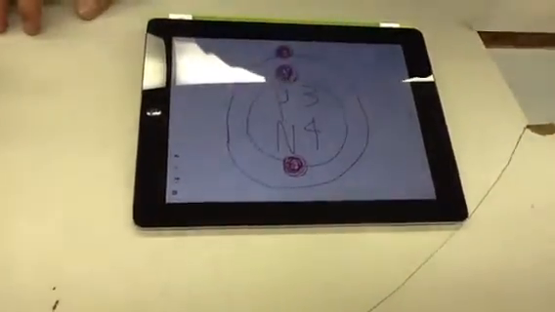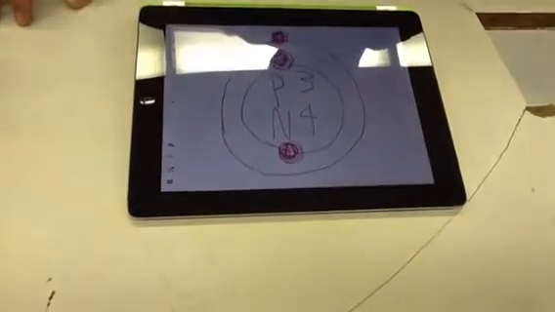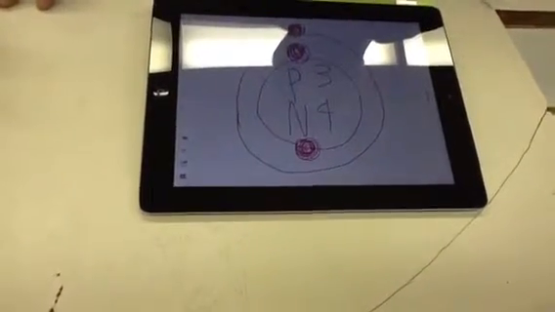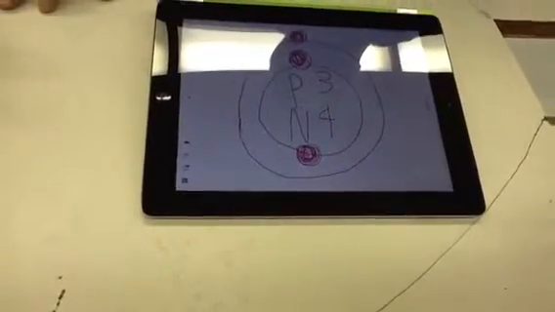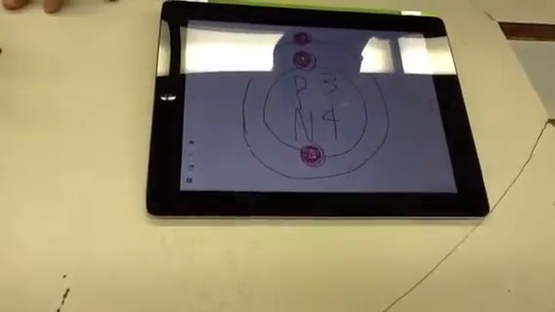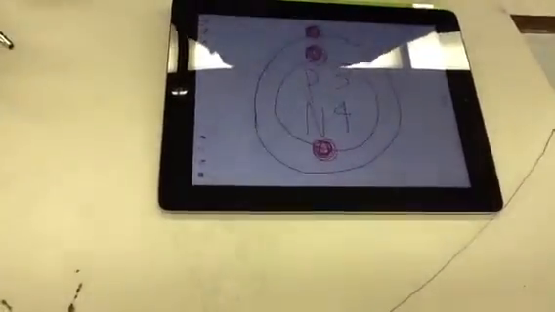The first shell can only hold 2 electrons. The second shell can hold 8, and then from there on, third shell 8, and then so on, 16, and then so on and so on.